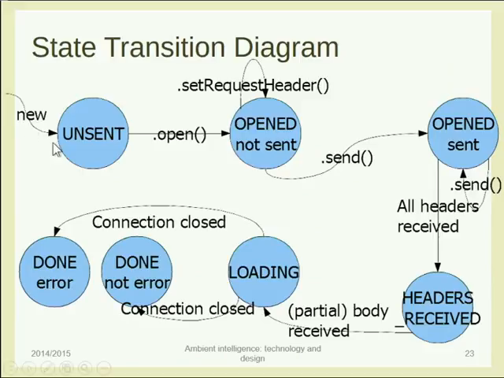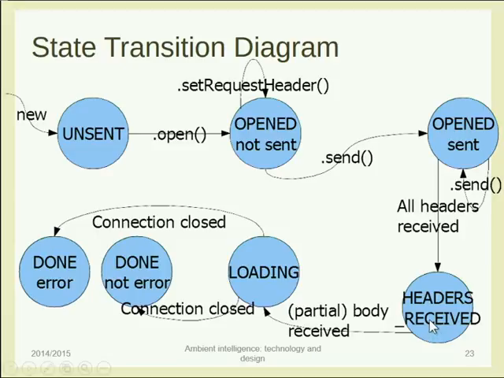And the state goes from new, just created, to done without errors. And it has different steps. I created the object, I call the open method on the XHR object, and then I can call the send method on the object. At this point, the headers are sent, so the object goes to an open state, and the request is sent. At some point, the response will start to arrive. First of all, I will get the headers. So when all the headers have been received, the XHR object will register that by moving into a headers received state.